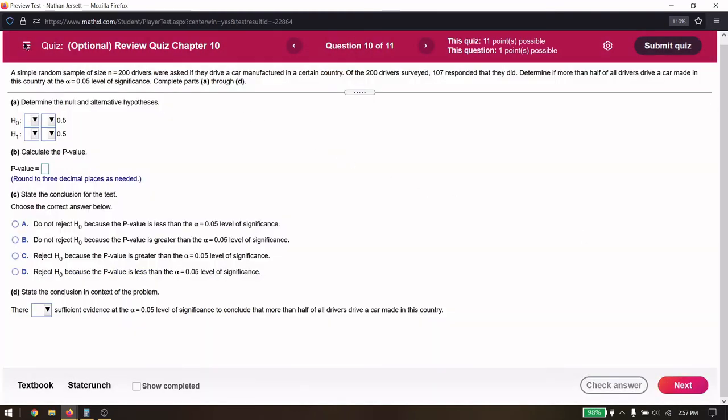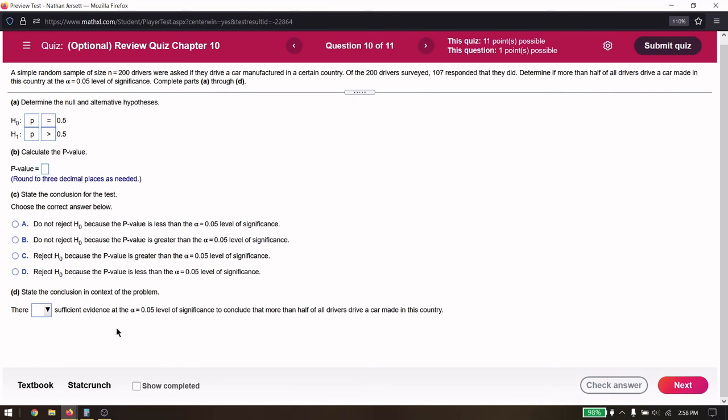Okay, moving on. We have a simple random sample, n equal to 200 drivers. Of 200 surveyed, 107 responded that they did drive a car manufactured in a certain country. Determine if more than half of all drivers in this country drive a car made in this country at a 0.05 level of significance. So first off, this is a proportion because we're talking about a proportion of drivers doing something. So the null is p equal to 0.5, and the alternative is greater than 0.5, since it says more than half.